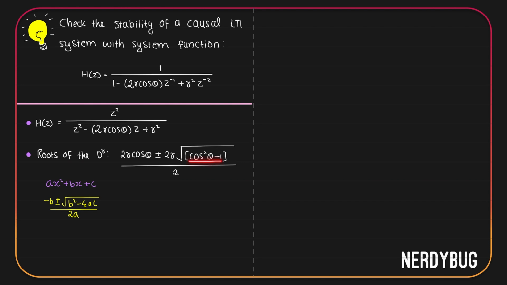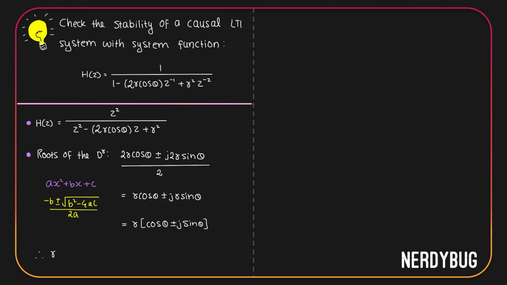Now we have cos square theta minus 1 under the root. Cos square theta minus 1 is the same as minus sin square theta. Root of sin square theta is sin theta. Let us take it out of the root. Now all we need is root of minus 1, which is j. Let us put j over here. We have 2 here, 2 here and 2 here. They all can be cancelled. So this becomes r cos theta plus or minus j r sin theta. Or we can write r multiplied by cos theta plus or minus j sin theta.